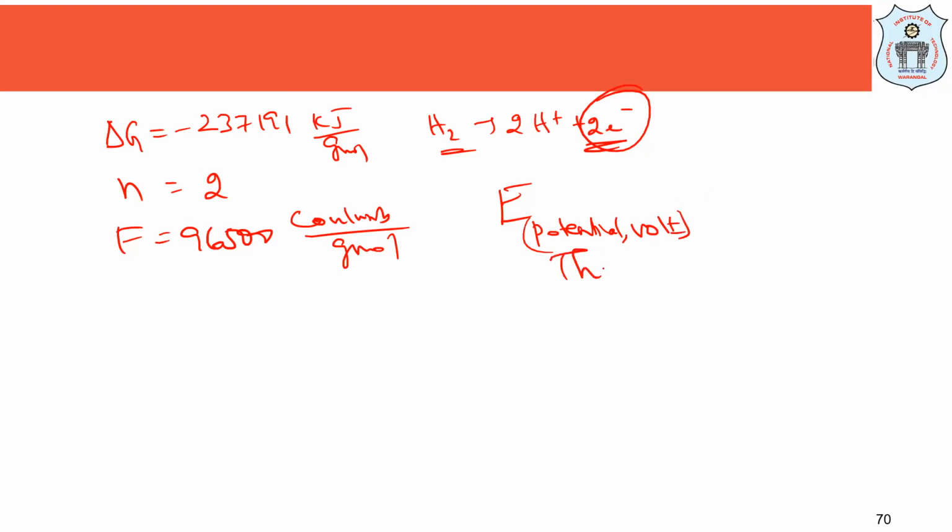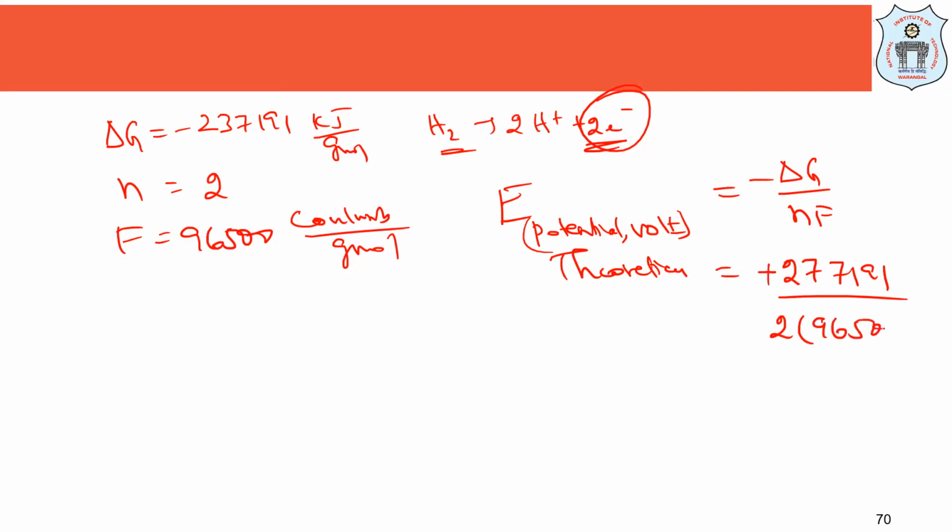What is the theoretical potential? This is the theoretical potential. The theoretical potential possible is E equal to minus delta G by NF. So we have minus 237.191 divided by, remember, minus into minus plus, divided by 2 into 96,500. So what you get is the voltage. Let it be some J voltage. Please comment the value of J. So you have the J value, the theoretical potential, at 25 degrees Celsius.